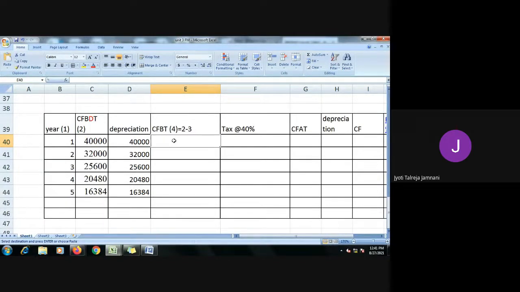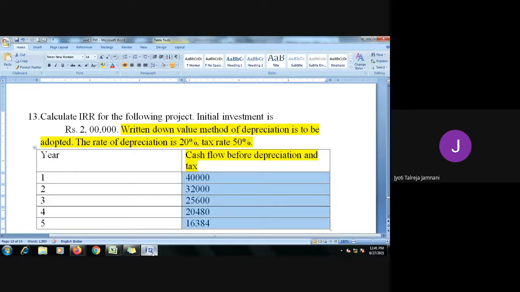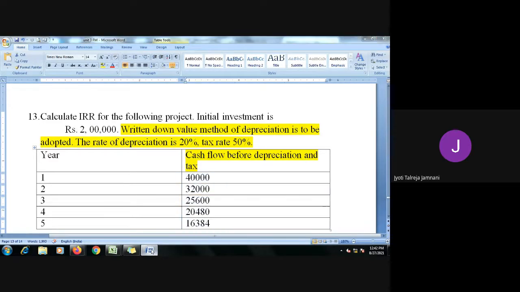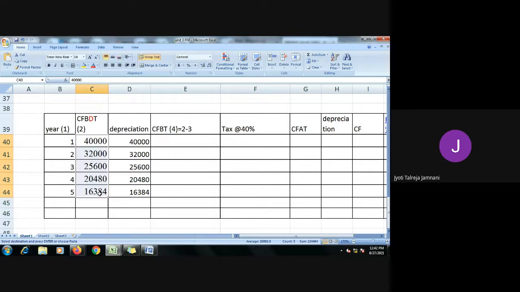Just a second. I've written it wrongly. The cash flows are not those. See, I've written the depreciation. I'll just write down the cash flows. 80,000, 80,000, 90,000. I'll change it in the question as well. 90,000 and 83,000. These are the cash flows.